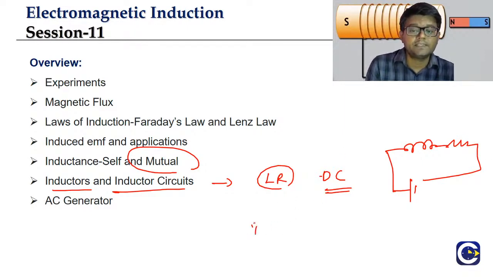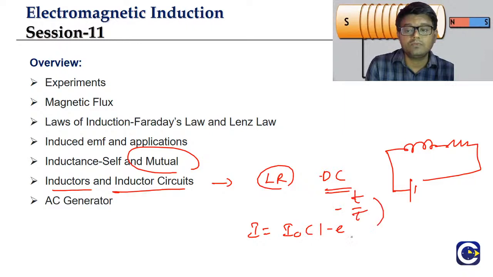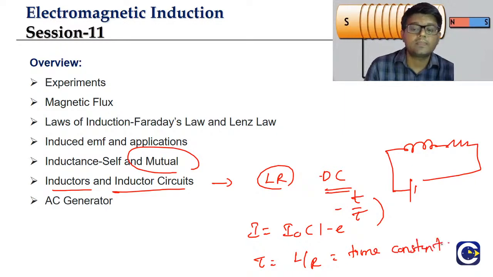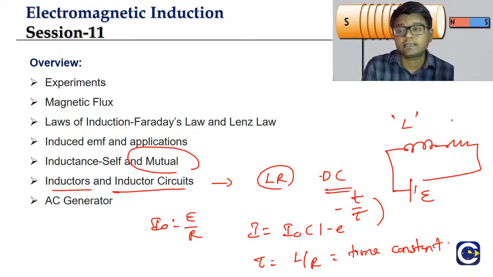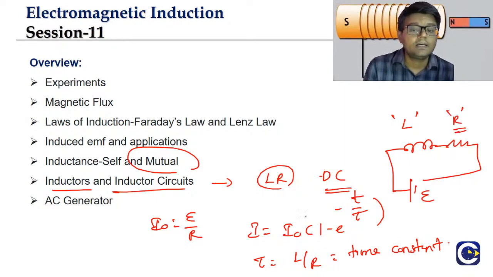So we have the expression for the growth current: I is equal to I naught into 1 minus e power minus t by tau. Tau is equal to L by R, which is what we call the time constant, and I naught will be equal to E by R. E is the EMF value of the cell, L is the inductance of the inductor, and R is the resistance of the resistor. This is what we have covered in the previous session.